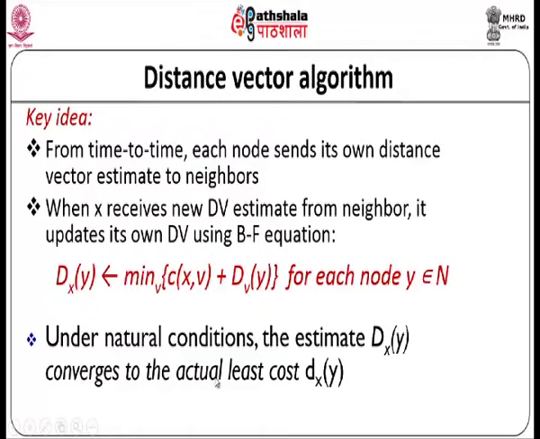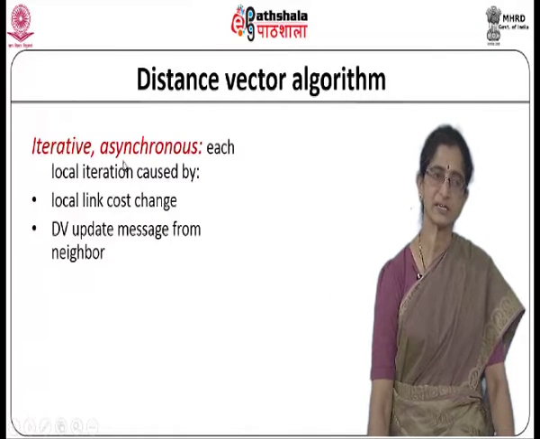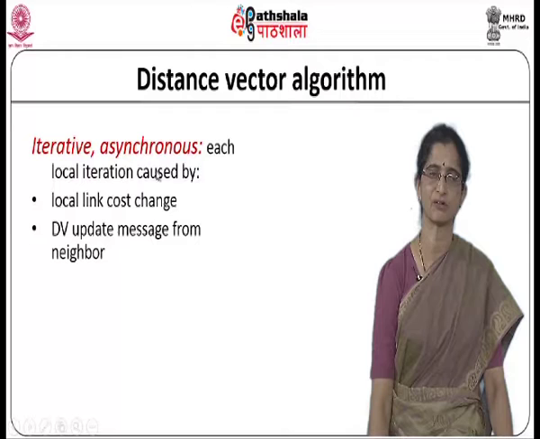And under natural conditions, over a period of time, you will find that Dx(y) will converge to the actual cost of the network. That is, all the elements in your vector will start corresponding to the actual cost to the various nodes in your network. That is the idea. Now, this whole process is an iterative process and it is an asynchronous process.